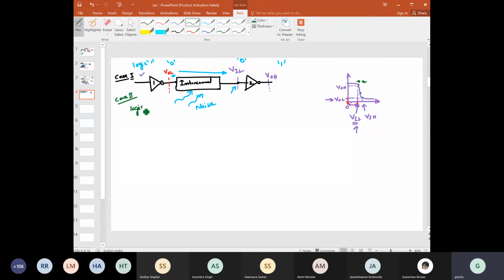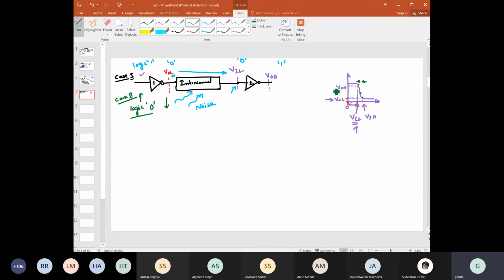Suppose case 2 also let us consider. So case 2, here we have logic 0. This logic 0 is not the ideal logic 0, it is also a corrupt logic 0. If you have a logic 0 at this input, then at this output, what do you expect? It is logic high, right? But if the input is corrupt, then obviously the output will also not be at fully 5 volt. It will also be somewhat corrupt.